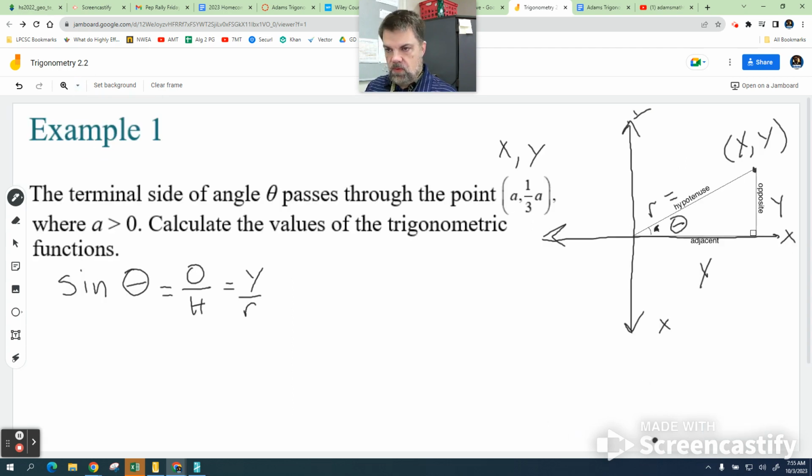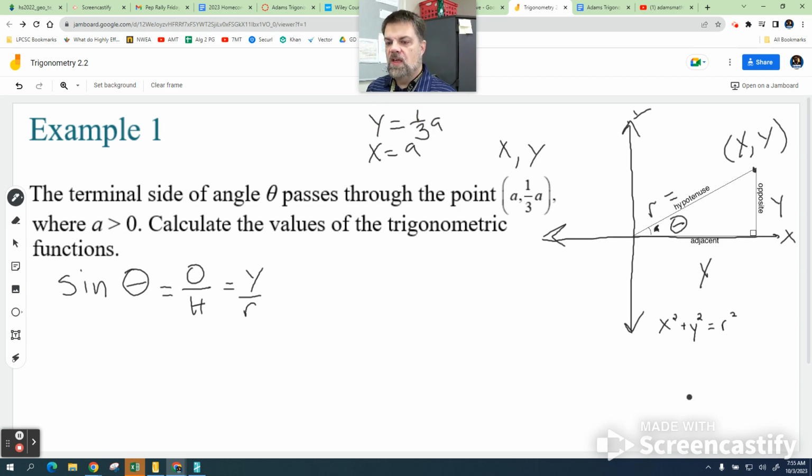So to get this right, I need to do x squared plus y squared equals r squared. Right? That's just the Pythagorean theorem, right? a squared plus b squared equals c squared. But we're replacing it with x, y, and r. So they tell us that x is equal to a, and y is equal to 1/3 of a.